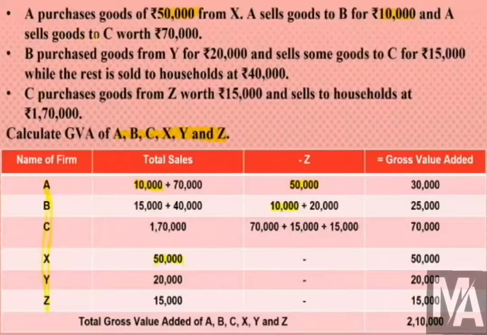And A sells goods to C worth rupees 70,000. This is also going to be the sales of A, but at the same time, it is going to be the raw material of C. So with that, we have finished the first sentence. We'll move to the second sentence.